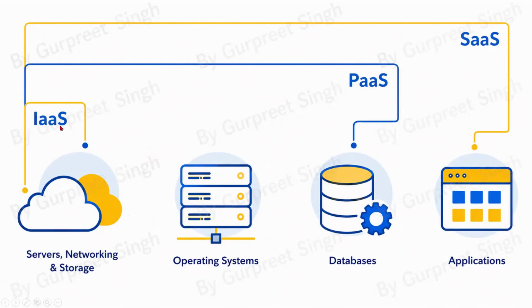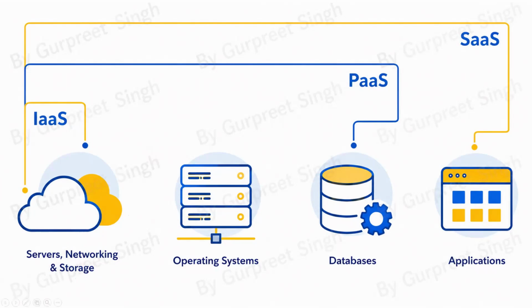In IaaS, infrastructure as a service, we rent servers, networking capacity, and storage. All these services are provided by the cloud provider, so we just have to rent it. We have to pay for the amount of service we consume. Everything else is managed by the cloud vendor.